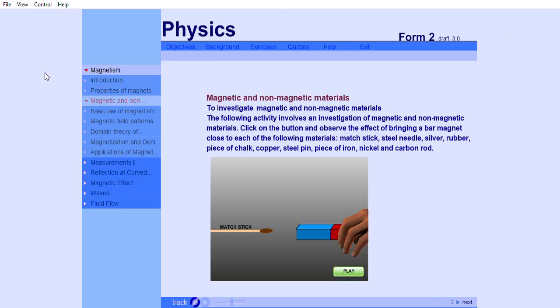Magnetic and non-magnetic materials. To investigate magnetic and non-magnetic materials. The following activity is an investigation of magnetic and non-magnetic materials. Click on the button and observe the effect of bringing a bar magnet close to each of the following materials: matchstick, steel needle, silver, rubber, piece of chalk, copper, steel pin, piece of iron, nickel, and carbon rod.